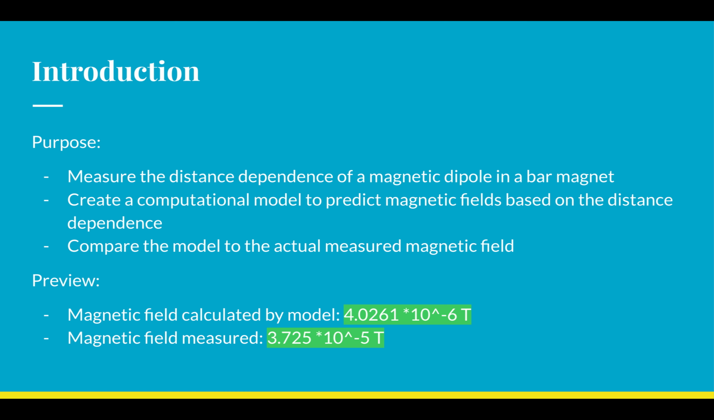Laboratory number 2. The purpose of this lab is to measure the distance dependence of a magnetic dipole and a bar magnet. Then I'm going to create a computational model to predict the magnetic fields based on the distance dependence. Then I'm going to compare the model to the actual measured magnetic field.